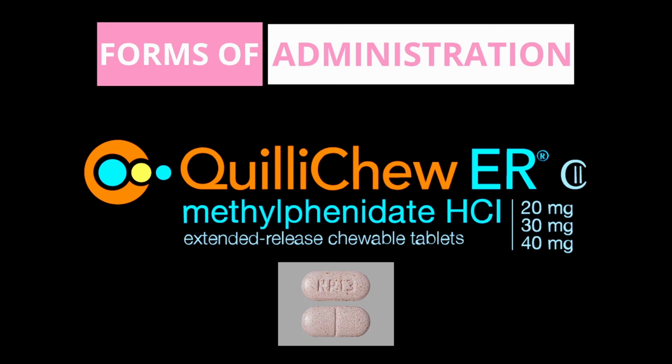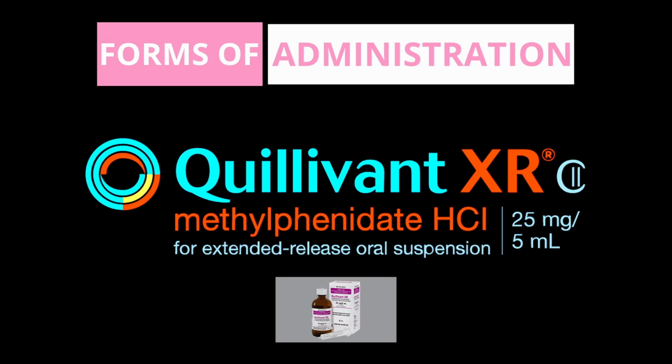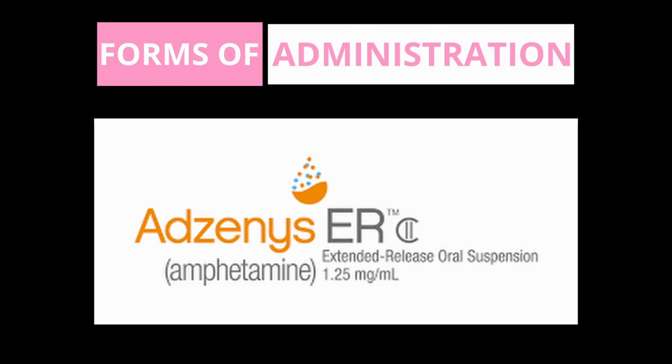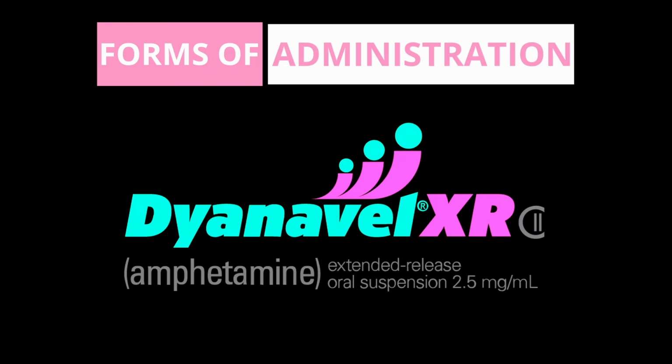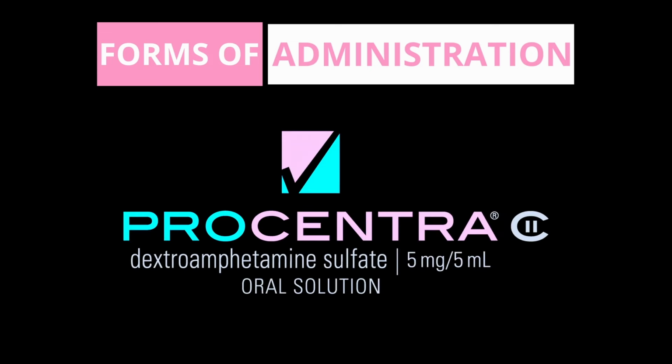All right, the next form of administration is liquids. So by the wonderful people who brought you QuilliChew, there's the liquid form Quillivant XR, which is a banana-flavored methylphenidate. I love the banana flavor. Oh boy. All right, so then there's also amphetamine liquids. So there's Adzenys ER and Dyanavel XR. And Dyanavel comes in bubblegum. Then there's also a liquid that's just the dextroamphetamine, and that's called ProCentra. ProCentra is also bubblegum flavored.